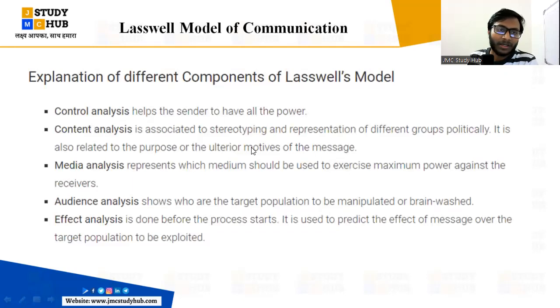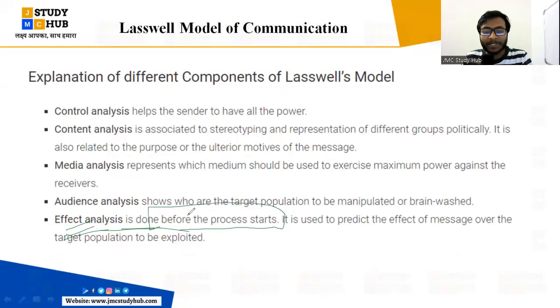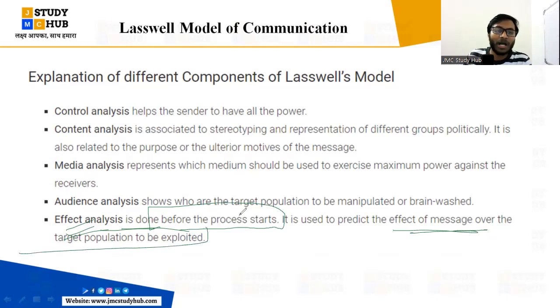We have discussed all these things. Effect analysis is done before the process starts. प्रोसेस स्टार्ट होने के लिए पहले हम इफेक्ट एनालिसिस करते हैं, ठीक है? And it is used to predict the effect of the messages over the target population to be exploited, right? So what would be the effect of our messages? That is what effect analysis is, done before the process.